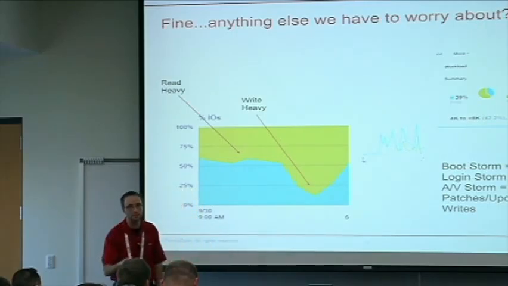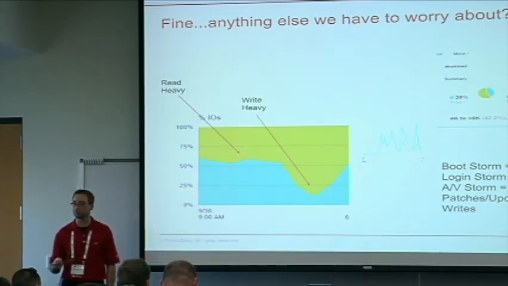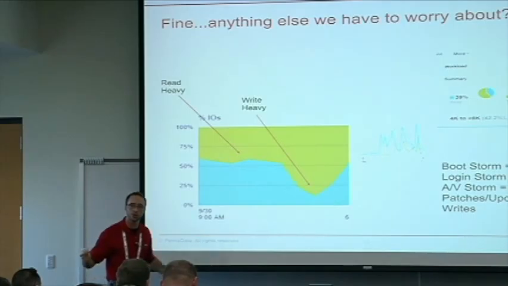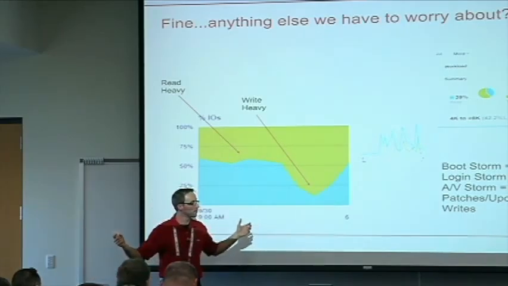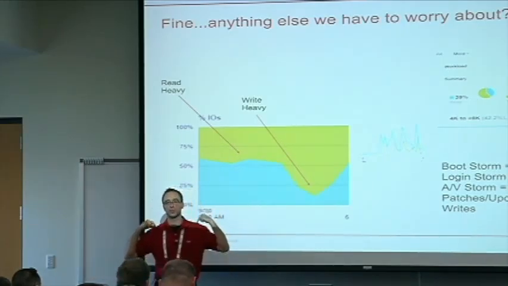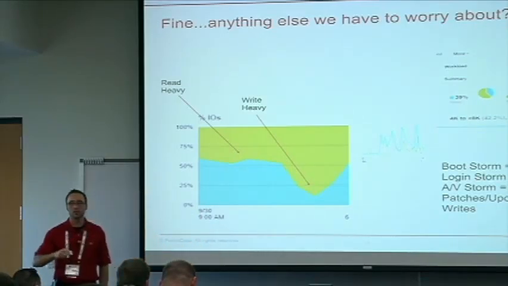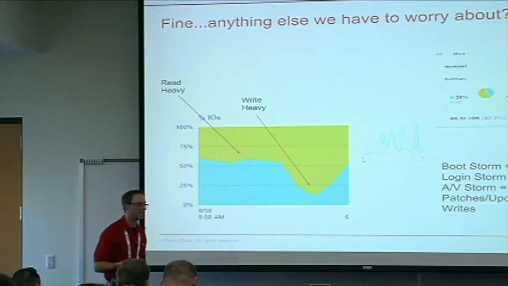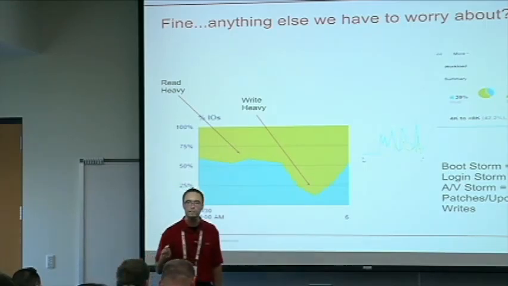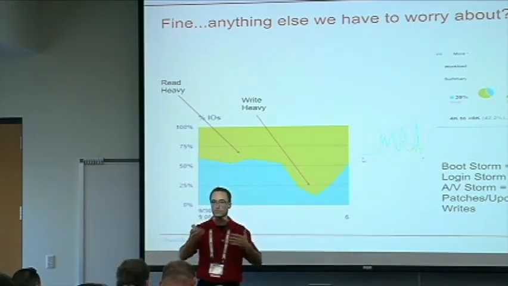But what happens as soon as virtual machines are done booting? People need to log into them. So think of a classroom where 50 students have just booted up a bunch of VMs and they're all logging in at the same time. Well, now we create a login storm. The login storm almost flips that number: 10% reads, 90% writes as the profiles are getting set up and we're accessing things.